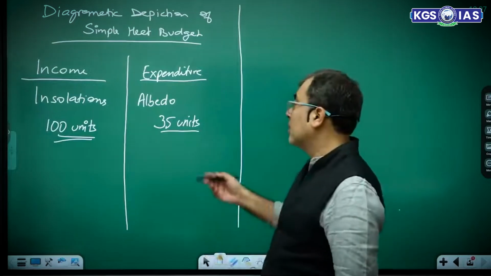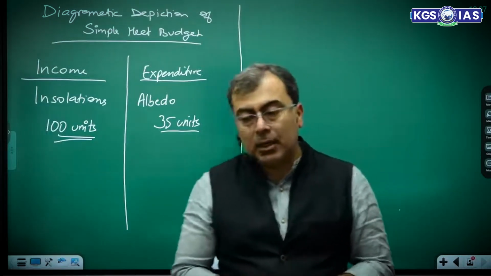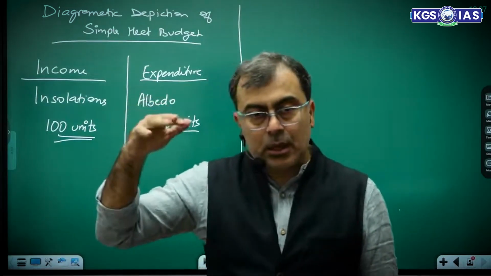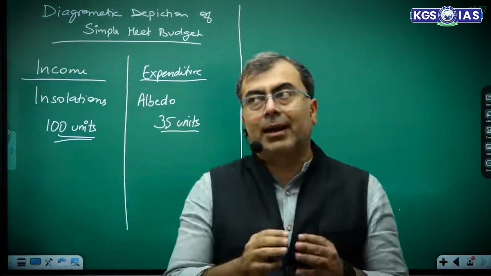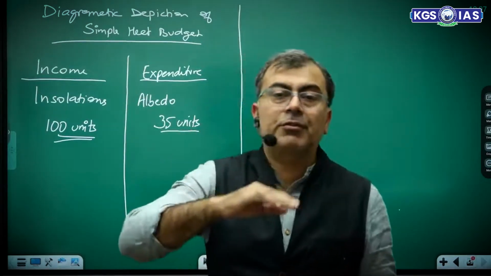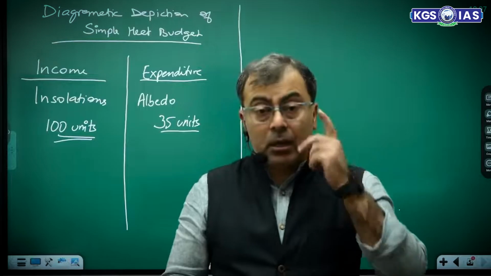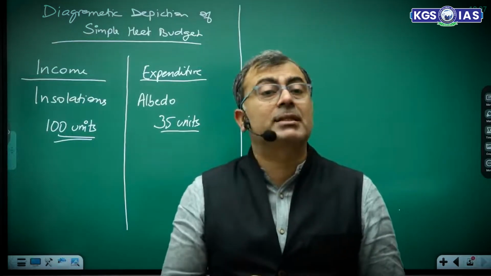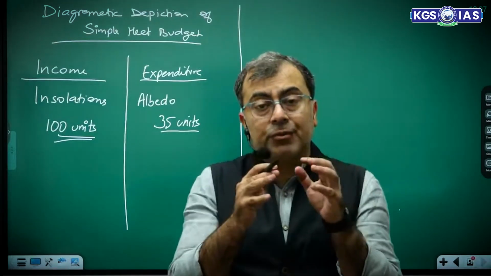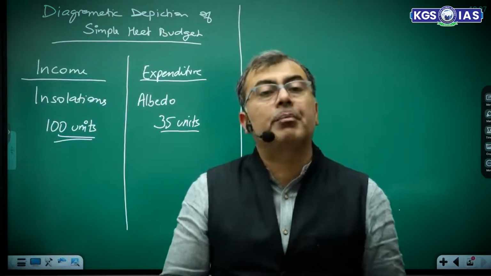So now heat energy is coming. How much is the energy? 100 units of energy are coming. I told you 30 to 40, so 35 have gone back. How much is left? 65 is left. Now that 65, if Earth retains it, Earth will become warm.